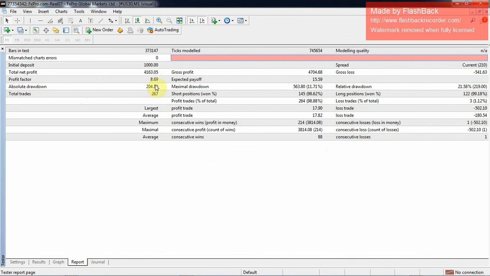Okay, so profit factor there 8.69, absolute drawdown 204, as you can see. Largest profitable trade 17.9, average is there. Check all those details, guys. This is the final report for the backtests. You can check the relative drawdown 21% there. Long positions won 122, short positions won 145. So with this robot we have more sales than buys. Buys are 122. Shorts are 145.